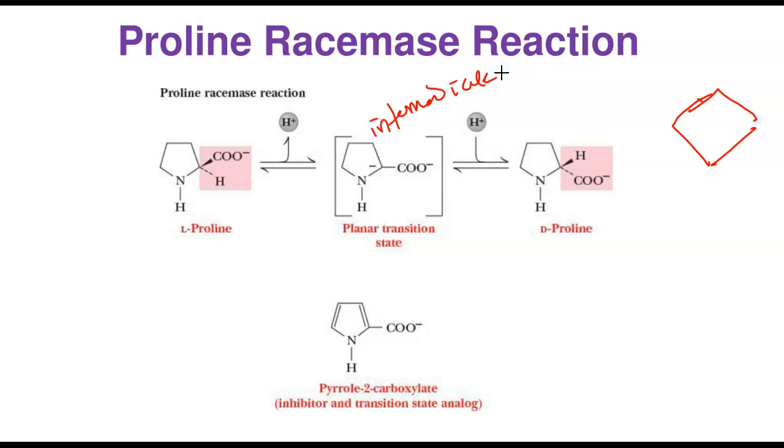Now we can have an inhibitor that will prevent this racemization. This can be done by this. Look at this. This is pyrrole-2-carboxylate. This is a pyrrole. If you look at it, it is structurally related to this. The only difference is that it doesn't have this, what? The double bond on both of these sides.